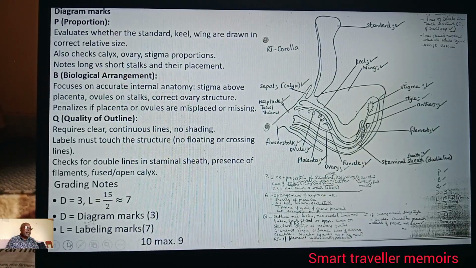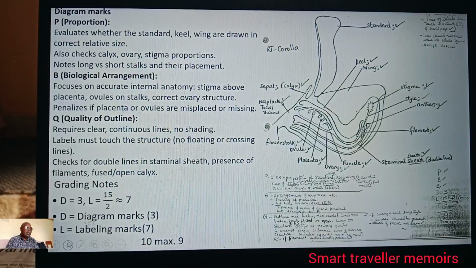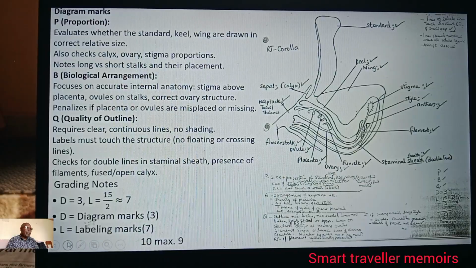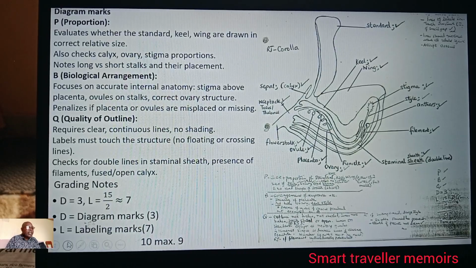Check for double lines in the staminal sheath, presence of filaments, fused or open calyx. And therefore, the grading notes are as follows.